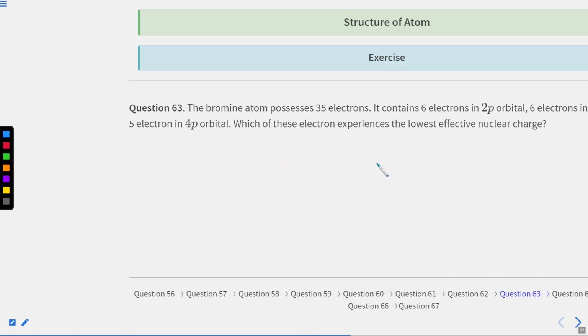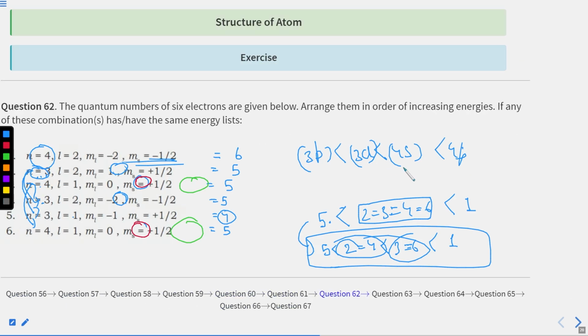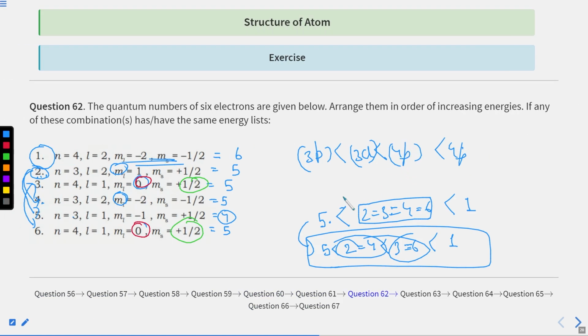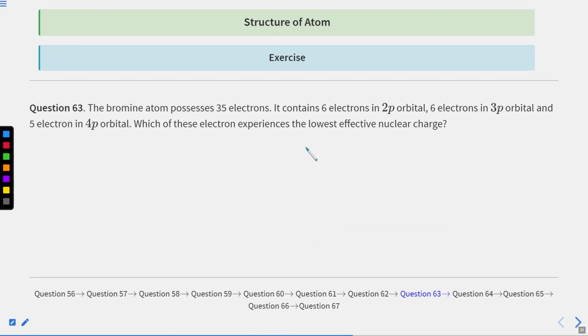3p, 3d, 4p, 4d. So why is it wrong the way I'm writing it? Because the value of L is 1, so it will be P, and if the value of L is 2, it is D. Okay. Next, the bromine atom possesses 35 electrons. It contains 6 electrons in 2p, 6 electrons in 3p and 5 electrons in 4p. Which of these electrons experience the lowest effective nuclear charge?